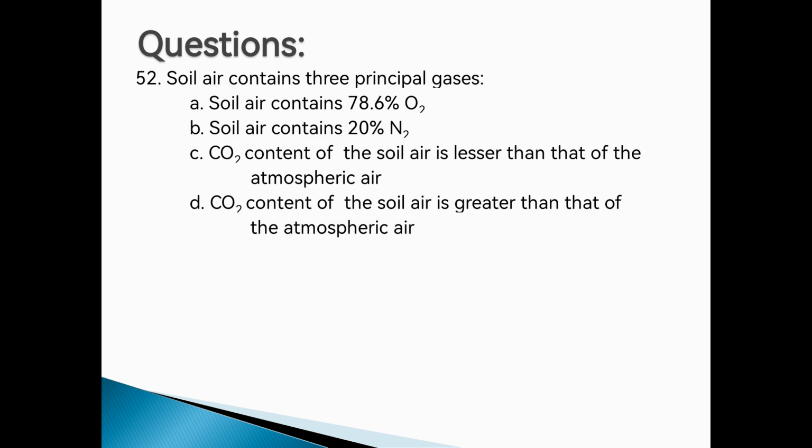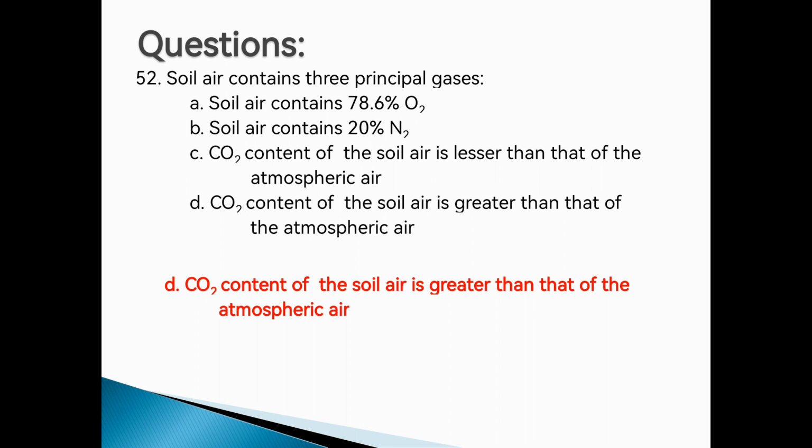Soil air contains three principal gases. A. Soil air contains 78.6% oxygen. B. Soil air contains 20% nitrogen. C. Carbon dioxide content of the soil air is lesser than that of the atmospheric air. D. Carbon dioxide content of the soil air is greater than that of the atmospheric air. The correct answer is D. Carbon dioxide content of the soil air is greater than that of the atmospheric air.